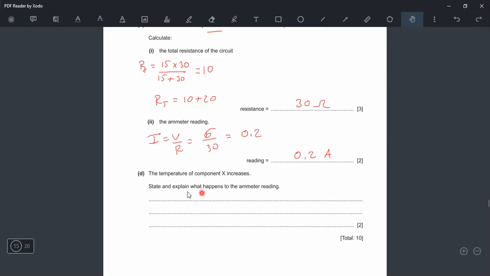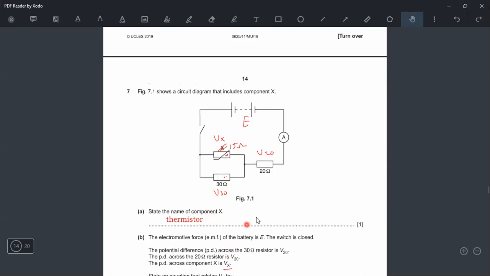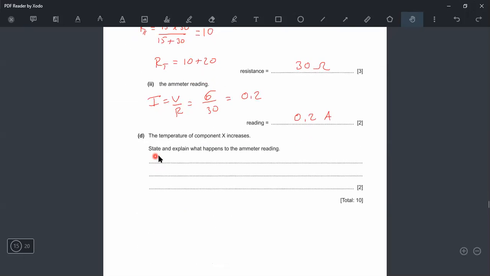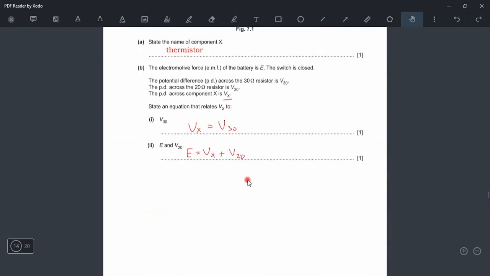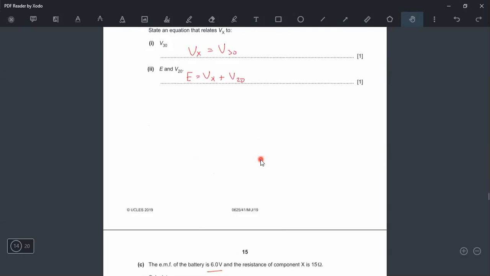Next up, the temperature of component X increases. What was component X again? It was a thermistor. And if the temperature of a thermistor increases, its resistance will decrease. Now let's move back to the question. State and explain what happens to the ammeter reading. Oh, this is cool. So if the temperature of the thermistor increases and its resistance decreases, the total resistance of the circuit will also decrease, which will increase the what? The current, therefore increasing the ammeter reading.